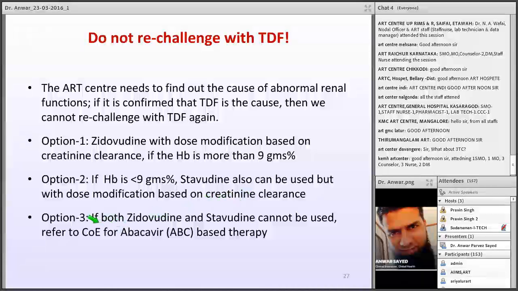And option 3 is, if both zidovudine and stavudine cannot be used, then the person is referred to COE for abacavir based therapy. Why this referral is because our centers do not have the separate or individual abacavir component without lamivudine. But COE has certain provisions for that, they can buy from the contingency grant, provided funds are available.